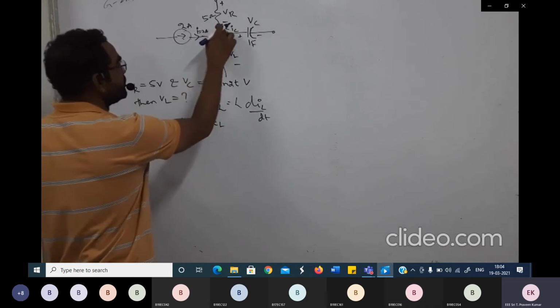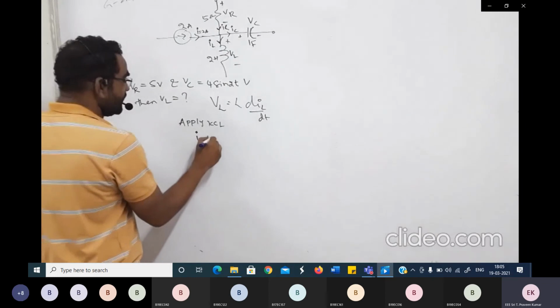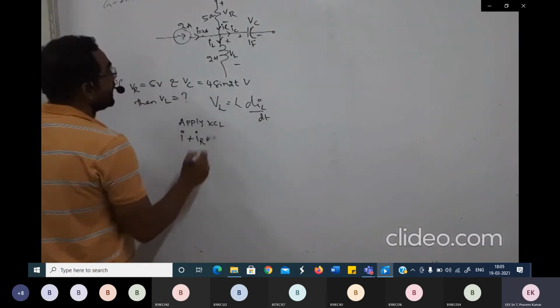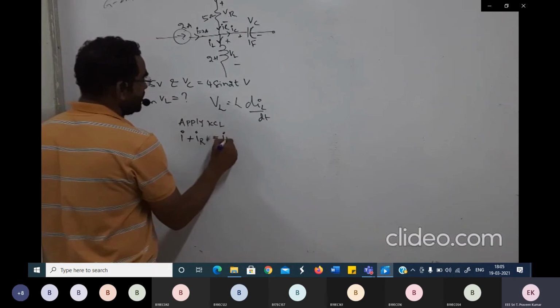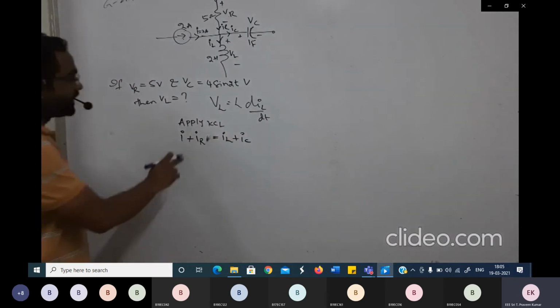This is towards the node, this is towards the node, this is away from the node, this is away from the node. So by KCL I can say the sum of incoming currents is equal to the sum of outgoing currents. So I plus IR is equal to IL plus IC.